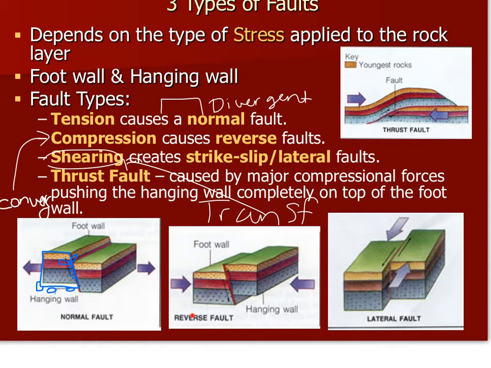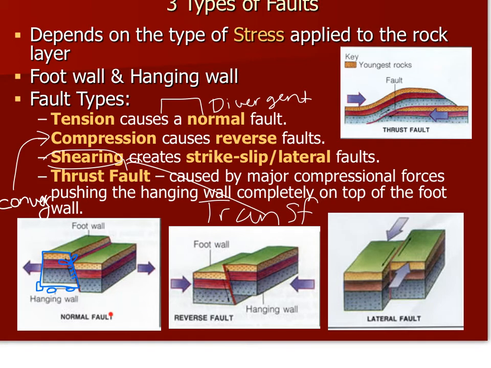The last one, shearing. Shearing is going to create what we call a strike-slip lateral fault. Lateral faults are going to be pretty easy to identify, I think. The most commonly confused ones are these two. This one, because you already know that a transform boundary creates shearing, hopefully, or you'll learn that. You'll remember that transform boundaries move in opposing directions like this, so it might help a little bit on this one, but these two, a lot of students will get confused.